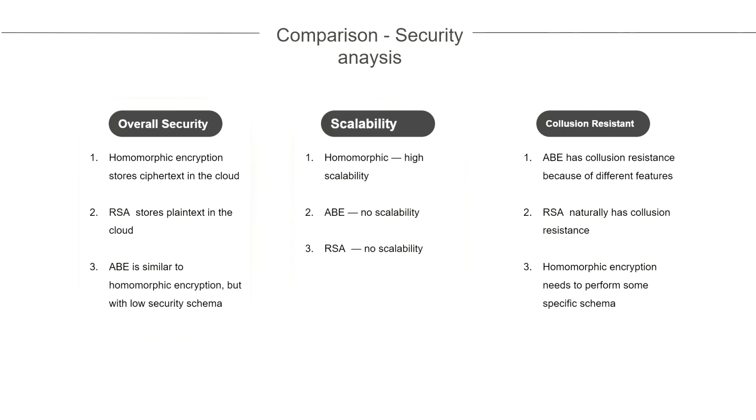As for ABE, the algorithm has a lower level of security compared with the other two algorithms. One of the papers states that it only satisfies the basic requirements of security, which are data confidentiality and collusion resistance. Scalability is also one of the advantages that cloud computing has over traditional computing. However, only homomorphic encryption carries on this advantage among all three algorithms.